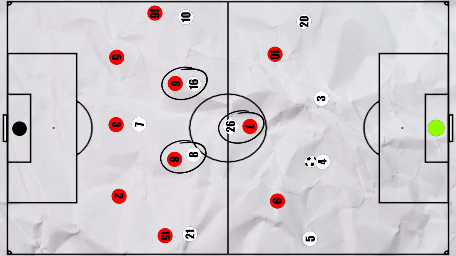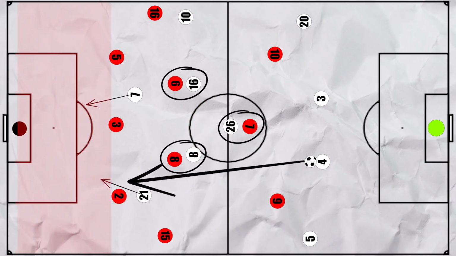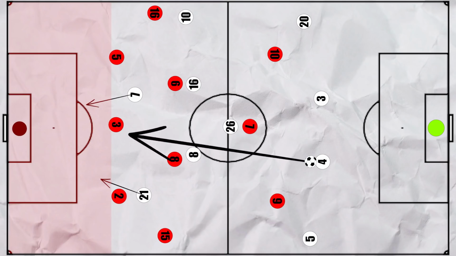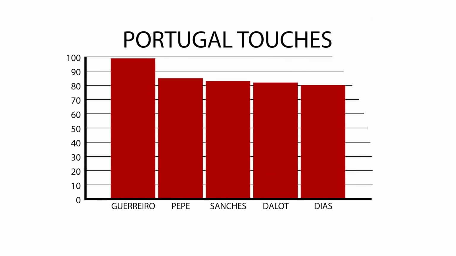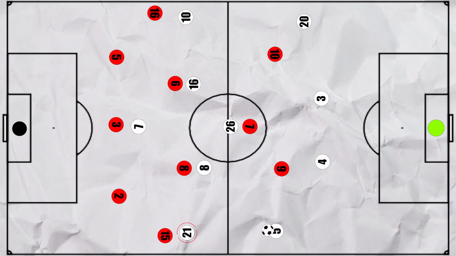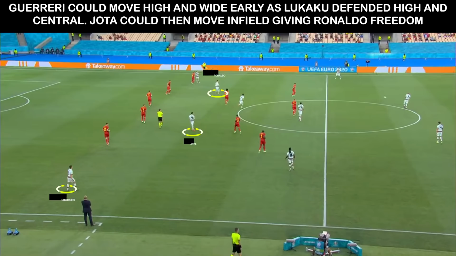But with the centre occupied, Portugal were also looking to find runners in behind with a longer ball from the centre-backs. But Lukaku often drifted too central in this initial shape, meaning that Guerreiro was consistently receiving in space down the left, having the most touches in the match. And with Ronaldo wanting to drift around the pitch, this would also allow Jota to move up into the centre-forward position.